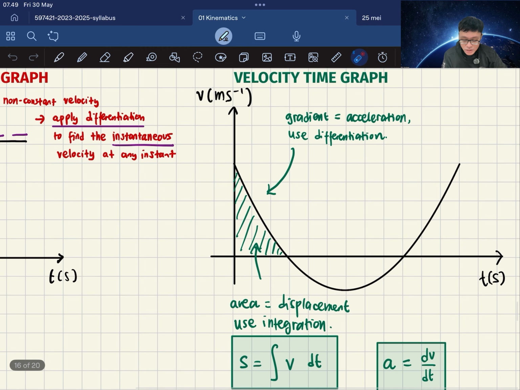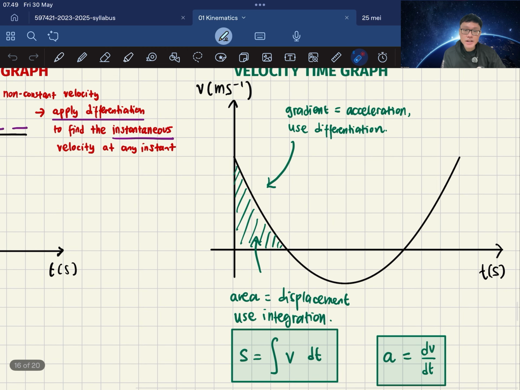Now, from velocity time graph, we can also find the area under the curve, and that can give you displacement. If you still remember, displacement equals to the area. If the area is under the curve, which is above x-axis, that gives you positive displacement. If the area is under the x-axis or above the curve, that gives you negative displacement because the integral result is negative. So we can use integration instead, because integral is the area under the curve, so s equals to integral of the function v dt.